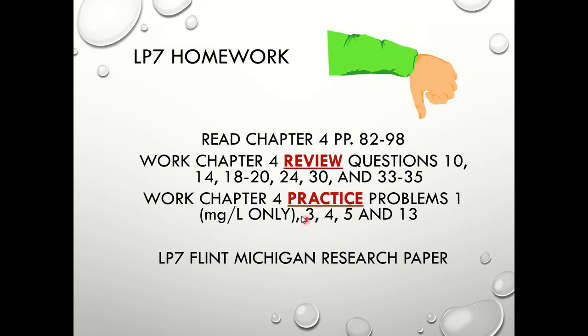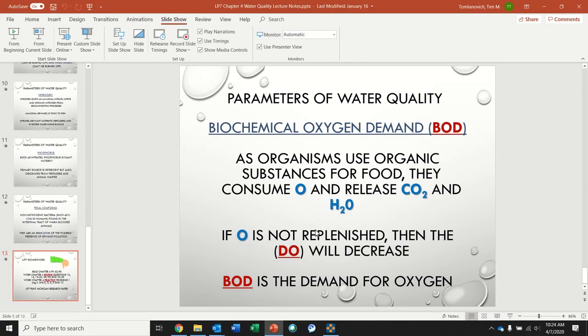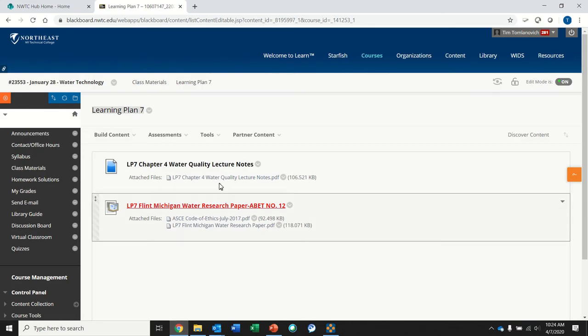All right. So basically, here's your homework. Read chapter 4. Work on these questions just so you understand the units. And then the main assignment that you're going to turn in is the Flint, Michigan research paper. I think a lot of people over the years have found this out. So let me go on Blackboard.